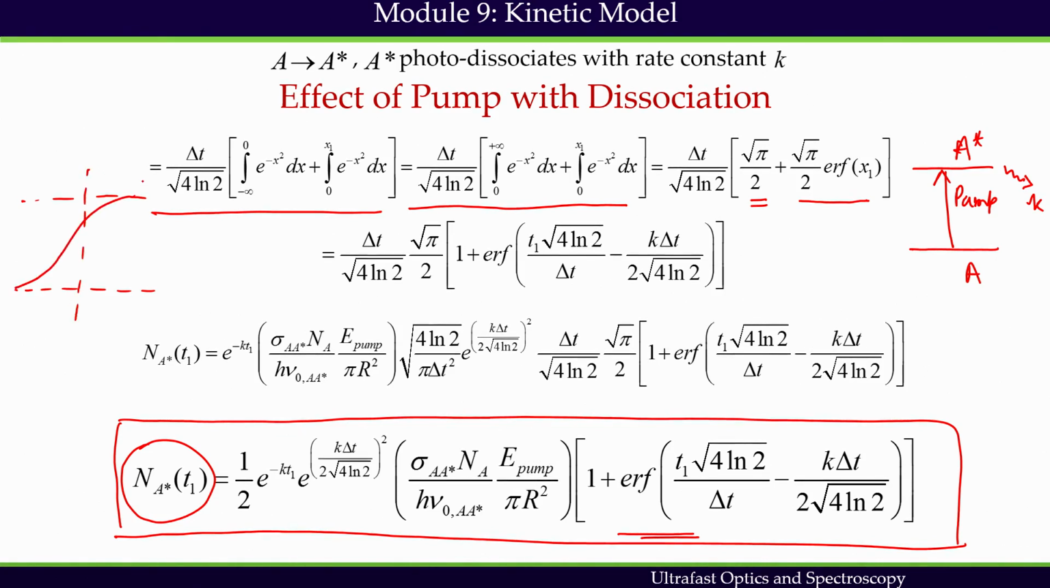There will be a behavior like this, but at the same time we have an additional factor e to the power minus k t1. These are all constants. All other terms are constants, so they will not contribute to the overall shape of the build up signal Na star, but the shape will be controlled by the error function and this exponential decay function.